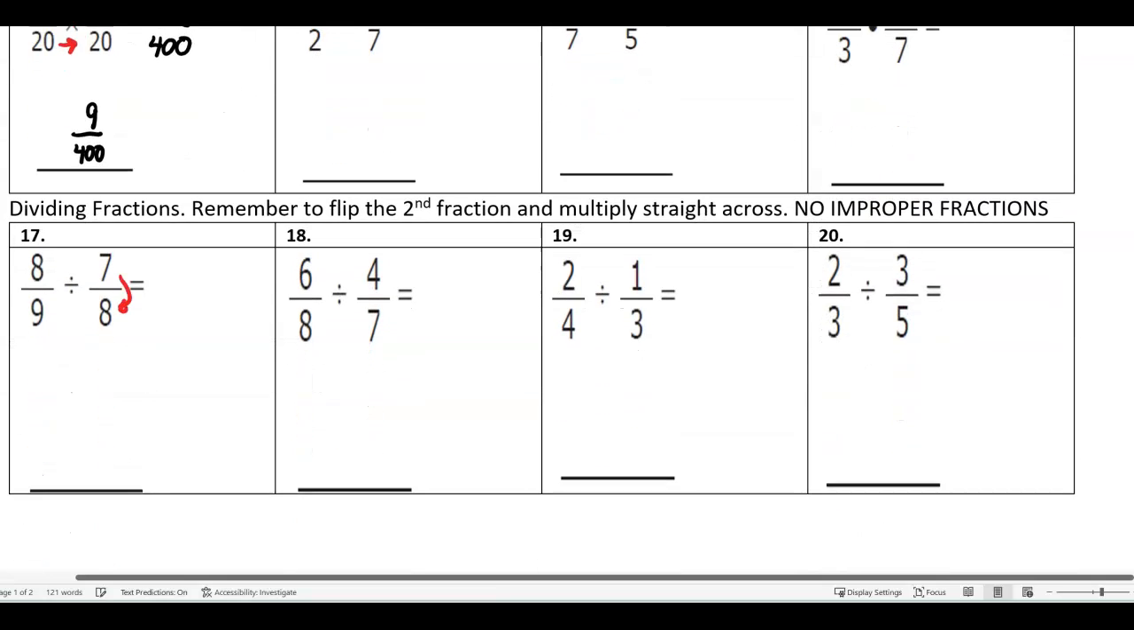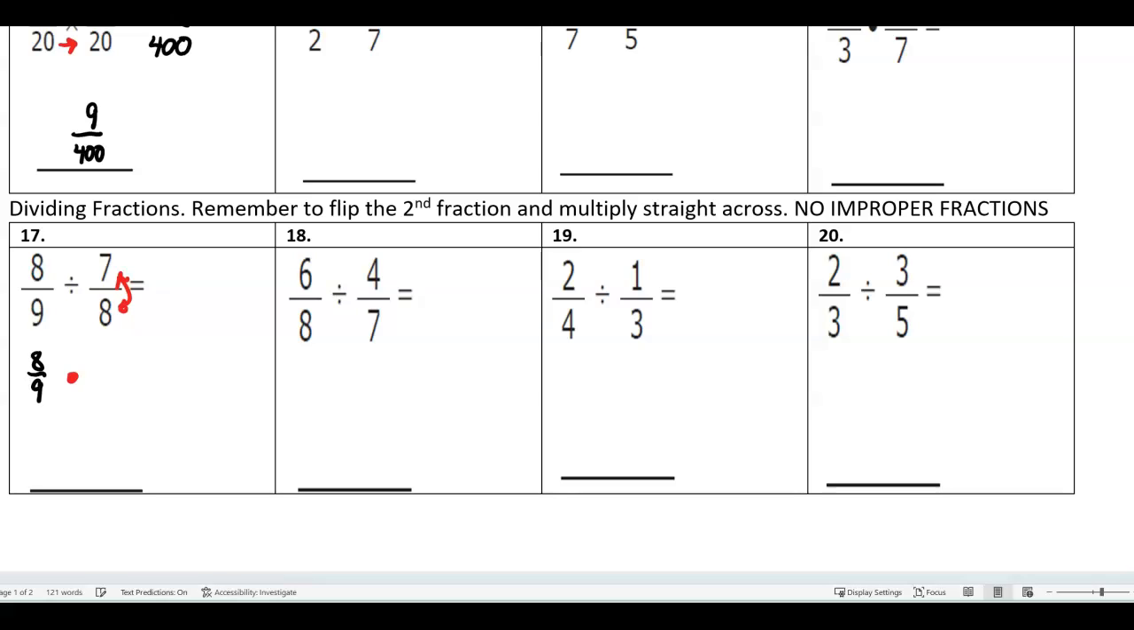When you're dividing fractions, it's the same as multiplying. It's just you have to remember to flip the second fraction and change it to multiplication. So 8 over 9 stays exactly the same. Division becomes multiplication, and now you have 8 over 7. You're going to multiply straight across. I have 8 times 8 is equal to 64. 9 times 7 is equal to 63. This is improper. How many times does 63 go into 64 without going over? 1 time. That's your whole number. How much is left over? 1. That's your numerator, and you keep your denominator.